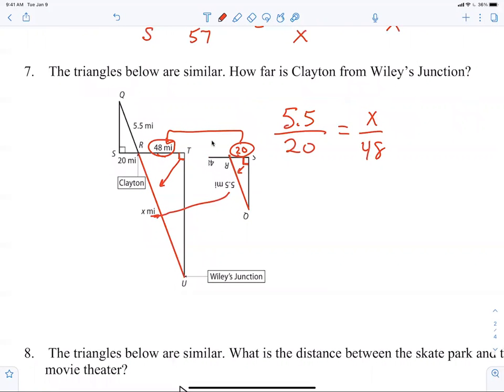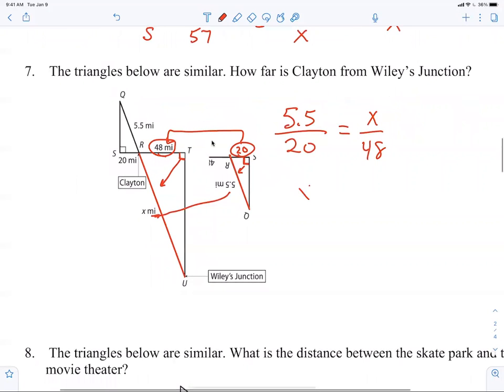All right, so cross multiply, divide for me. What did you get? 13.5 for X. Anybody else get 13.5? No, I got 13.2. So do that again. Do it again. 5.5 times 48. And then divide by 20.